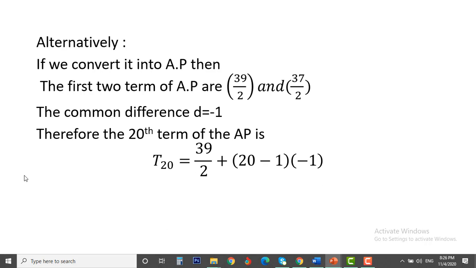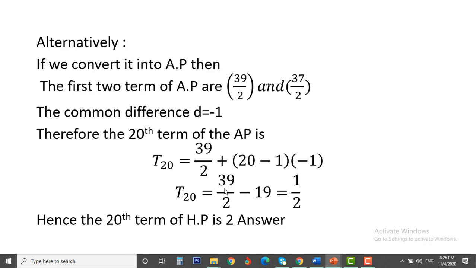So T of 20, we know the formula a plus (n minus 1)d. After solving it, this is my answer, that is 1 by 2. Now to find the answer for HP, I take the reciprocal of this term. So this will be 2 by 1, or 2. So the 20th term of HP is 2.